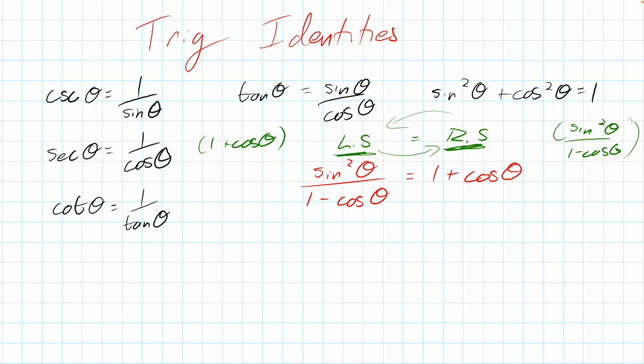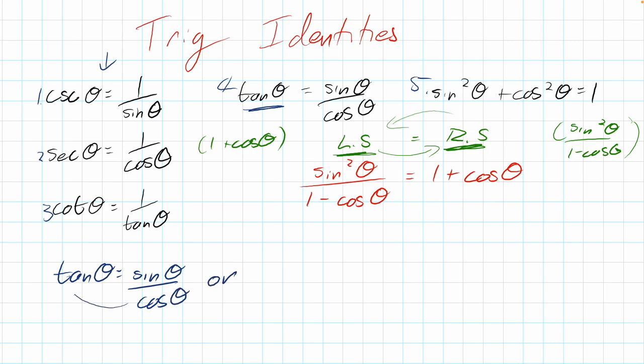The other thing about them is these are your identities. So you have 1, 2, 3, 4, 5 that they've given you. Each of these identities we can make more identities from. For instance, this tan one, I can say tan theta is equal to sine theta over cos theta. Or if I bring cos over, I can get cos theta times tan theta equals sine theta.